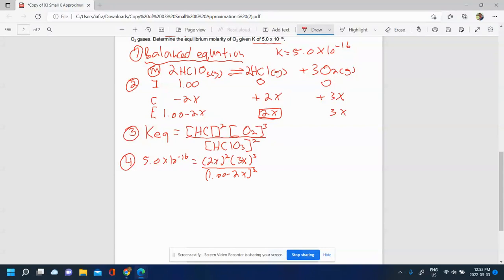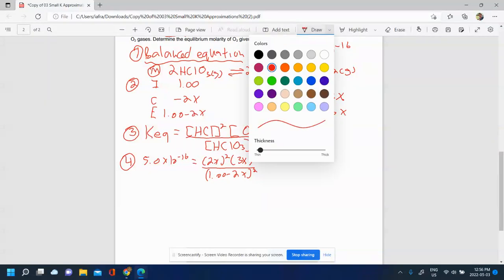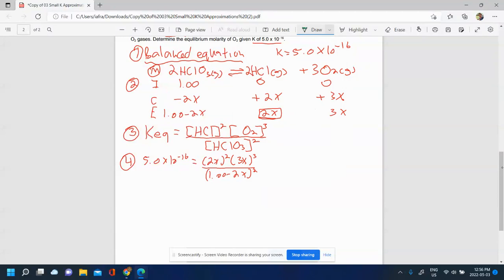So this right now would look like a bit of a mess to try to solve for. So what I'm going to do is try the assumption. I'm going to see if I can justify a small K approximation. So I'm going to take a little side step over here, and I'll do the initial concentration of HClO3 divided by the K value, which was 5.0 times 10 to the power of negative 16.